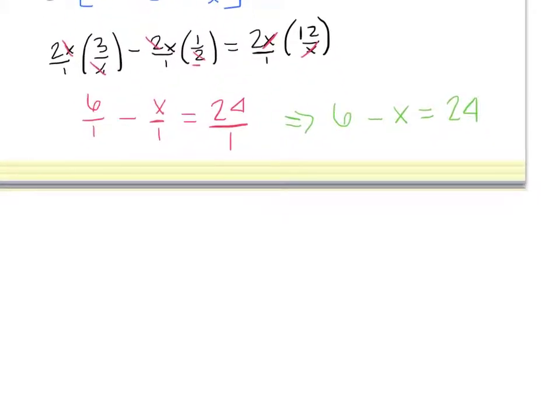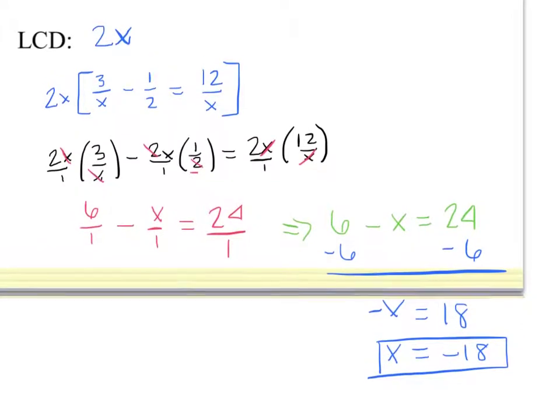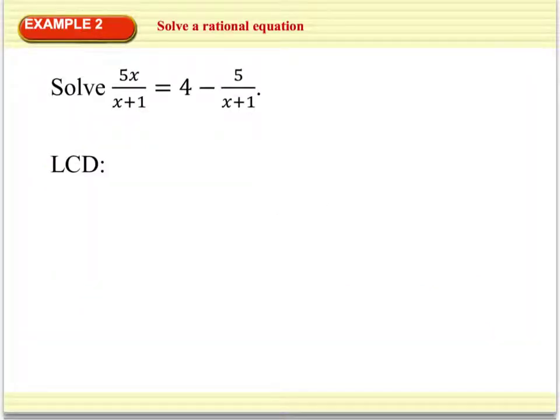So to go ahead and solve for x, I see that I can subtract 6 from both sides. That's going to leave me with a negative x is equal to 24 minus 6, which is really 18. I want to get rid of that negative on the x, so x is equal to a negative 18. And you can double check your work by plugging that negative 18 back into your original equation, which is right here. Now let's look at example 2.